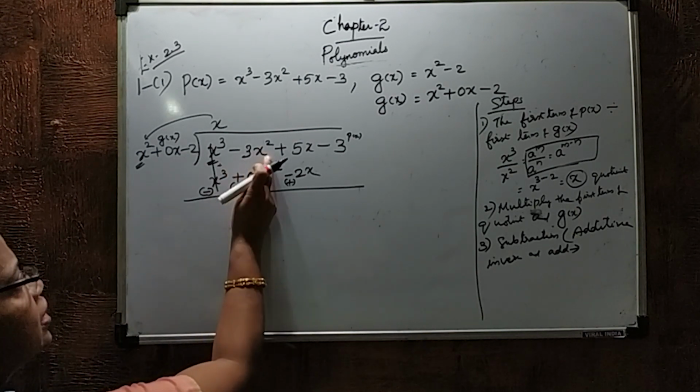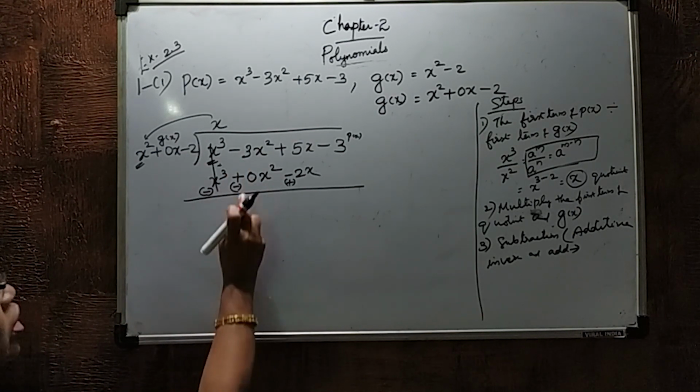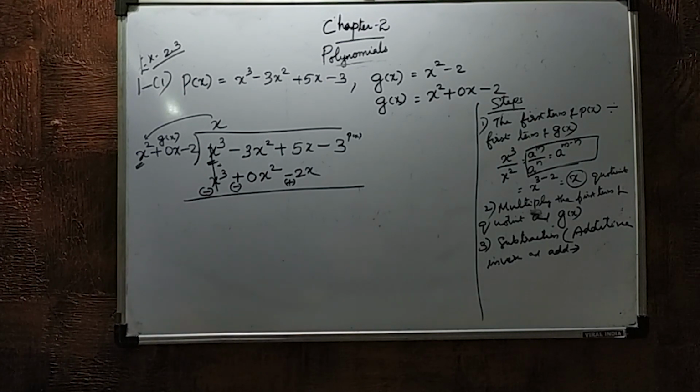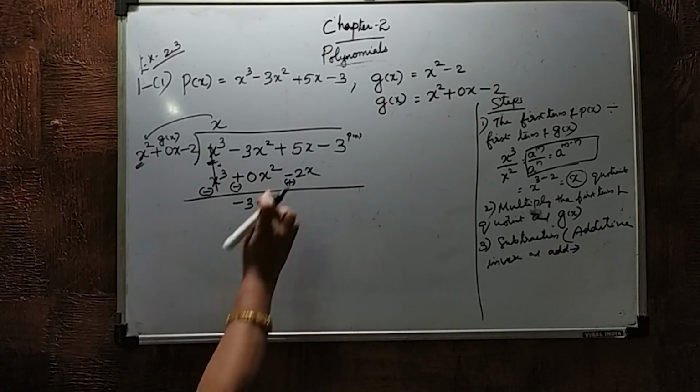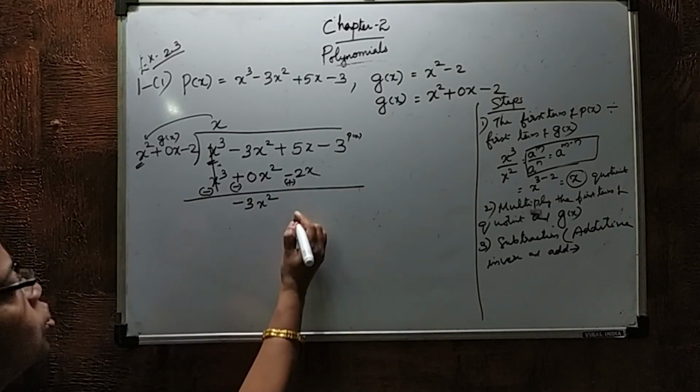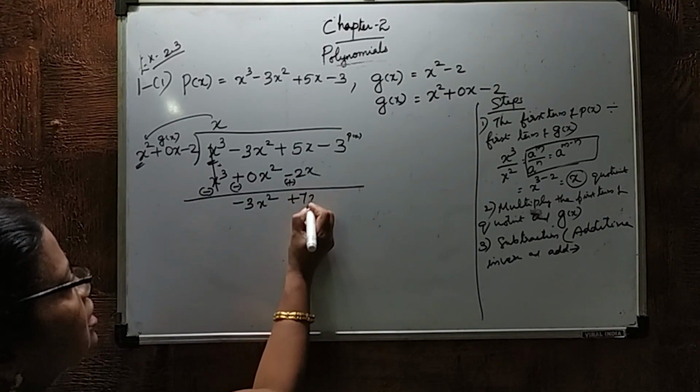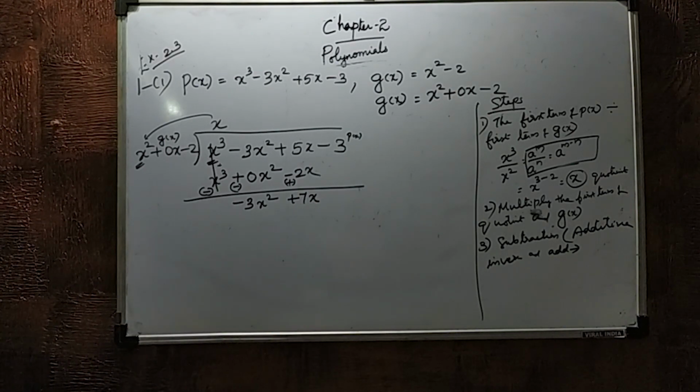Then minus 3x square minus 0x square. Here 0 means there is no value. So it is minus 3x square. Then plus 5x. Here it is plus 2x. You will get the answer plus 7x. So these are the steps I will tell you once again.